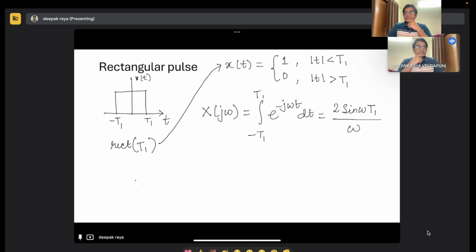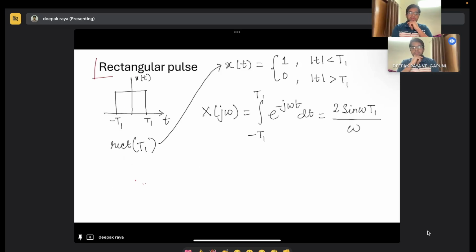So now we will look into the Fourier transforms of some standard signals. These are standard signals, and I am not going to derive them. I will just show the integral expression and then show the result. I can send you the proofs later offline so that we can save some time here.